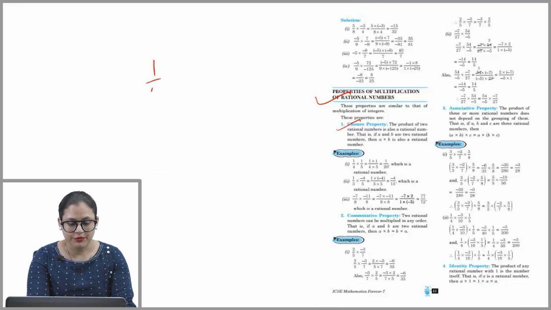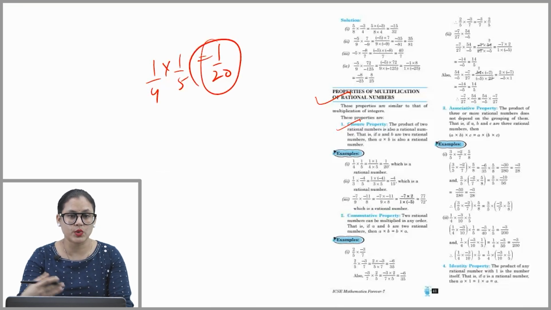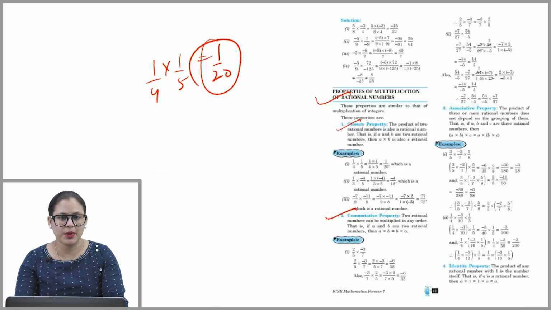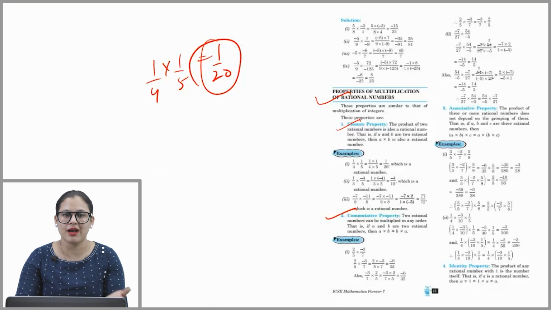Examples, 1 by 4 into 1 by 5 is equal to 1 by 20, and 1 by 20 is also a rational number, right? Number 2, commutative property. Two rational numbers can be multiplied in any order. That is, if A and B are two rational numbers, then A into B is equal to B into A.